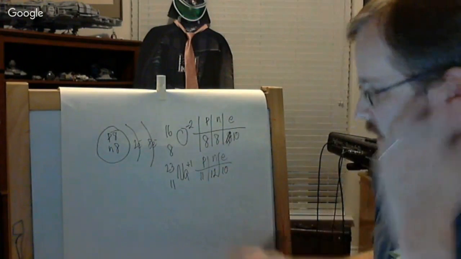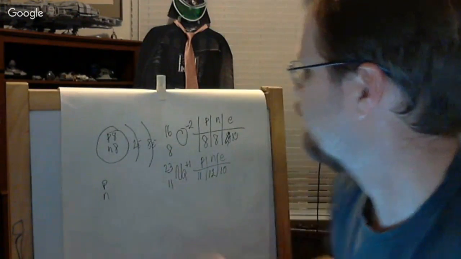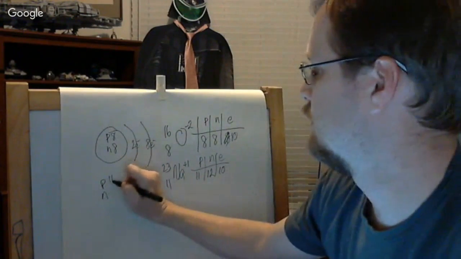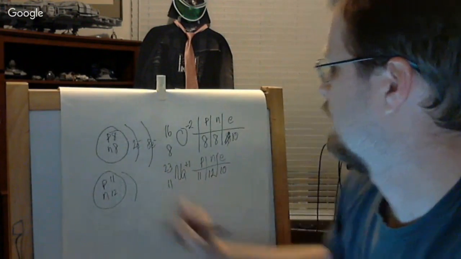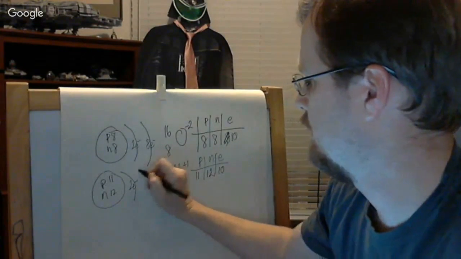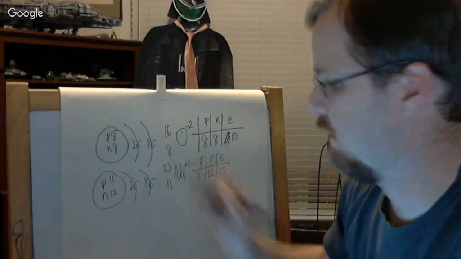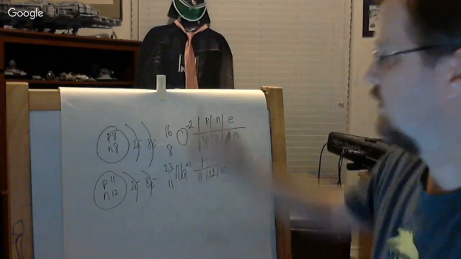All right, well, let's check out this one. Okay, so let's do a Bohr model for this one. So 11 protons, 12 neutrons. It also has 10 electrons. So 2 electrons here, 8 electrons right there.